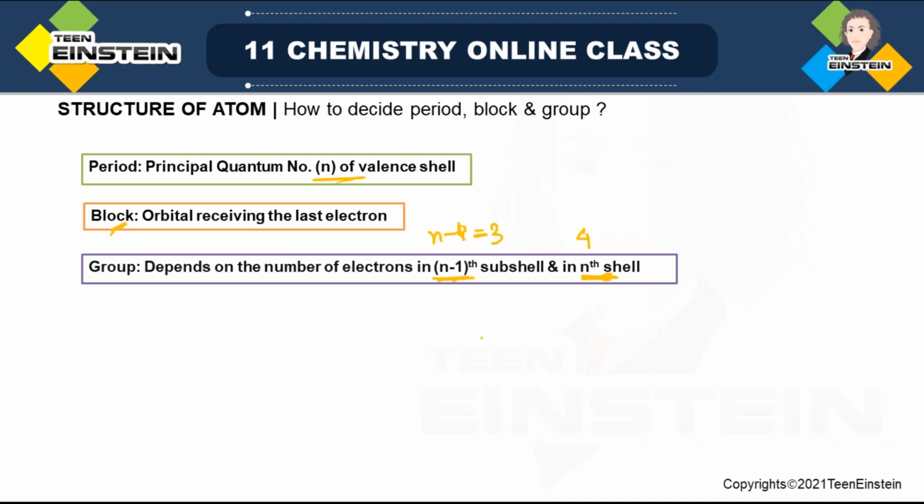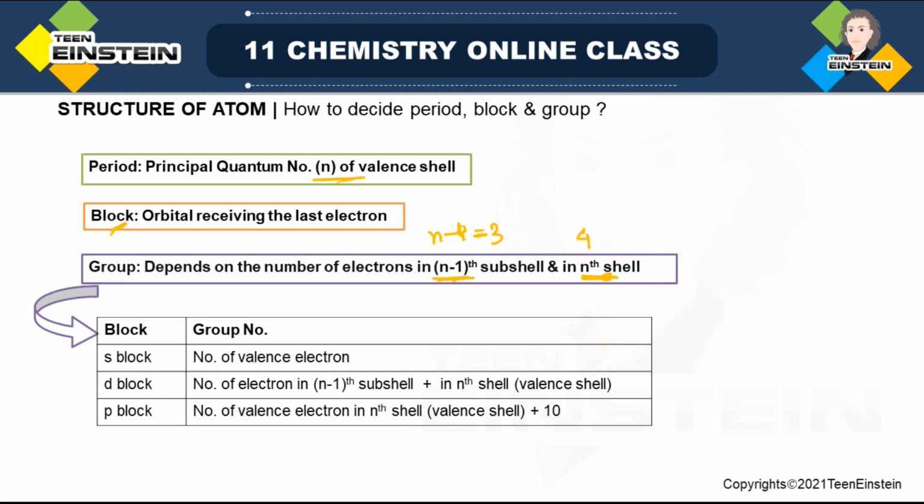Fine. So how to choose the group: if it is S block, it is very simple. It is just the number of valence electrons. So for calcium, we know after the argon configuration, it is 4s2. That means the number of valence electrons is 2, and that will directly give you the group number. So here the group number for calcium is 2, a second group element.